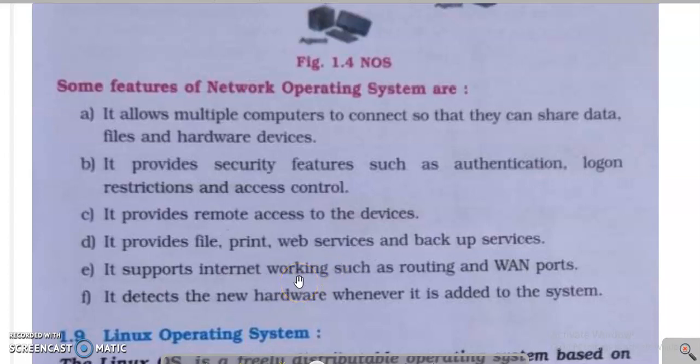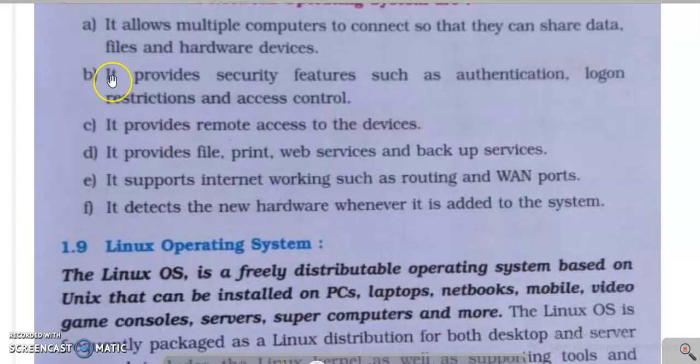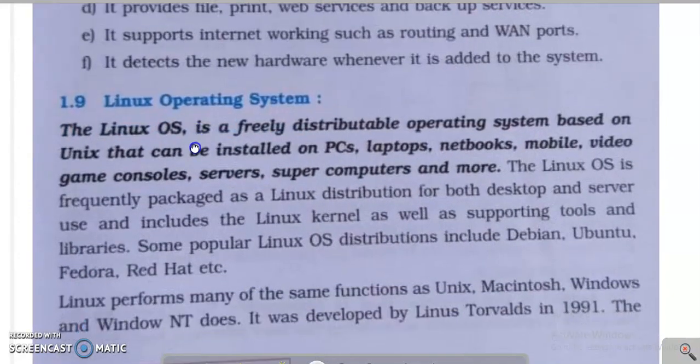So it supports network internetworking such as routing the WAN ports. With the help of WAN ports also, this network of computers can be established. So it detects new hardware whenever it is added to the system. Whenever a new hardware resource is added to a network, the network operating system detects it and makes it usable for the entire network. So the example of one network operating system is Linux. Now we are going to study about Linux.